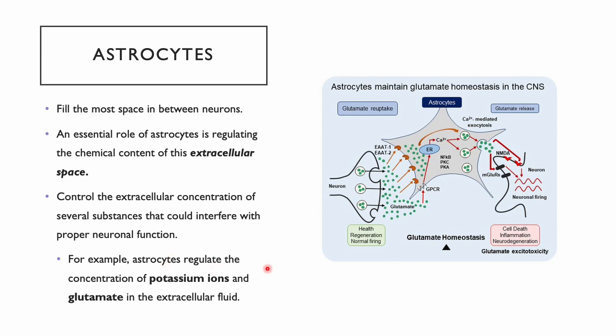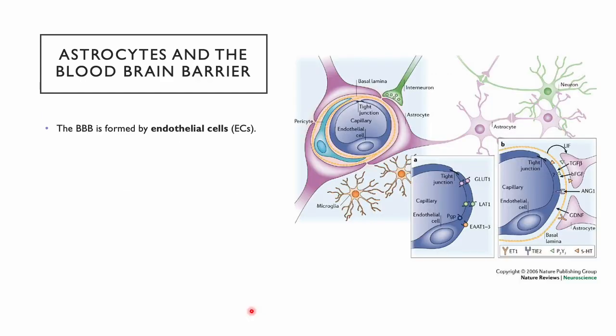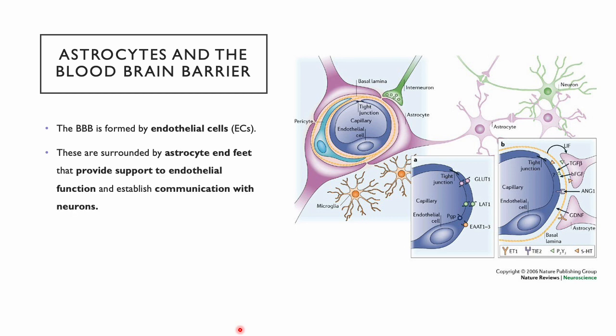Astrocytes do regulate the concentration of both potassium ions and glutamate in the extracellular fluid. And so these are two that I particularly want you to know. Astrocytes also help out the blood-brain barrier. The blood-brain barrier itself is formed by endothelial cells. However, the astrocytic end feet will help provide structural support.